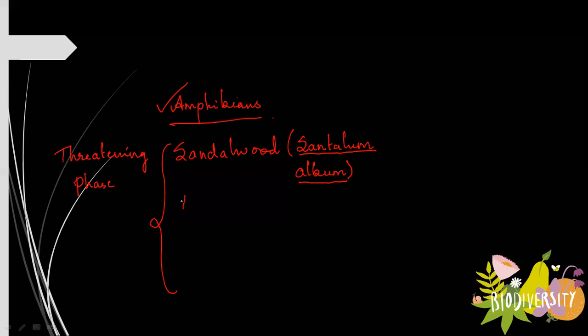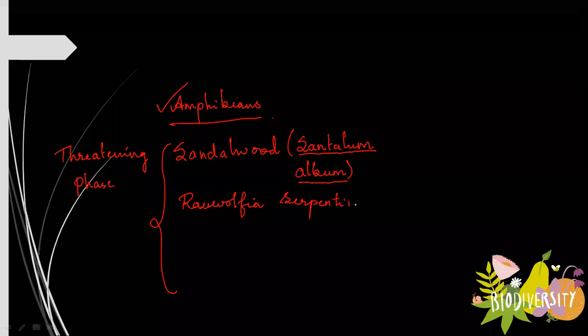Then the next one is Rauwolfia. I had explained Rauwolfia. Which plant is Rauwolfia? I have shown you the picture as well. Rauwolfia serpentina, the Indian snake root plant. Sandalwood, Santalum album, is used for treatment. Very good, Alvina. So the next one is Cycas beddomei.